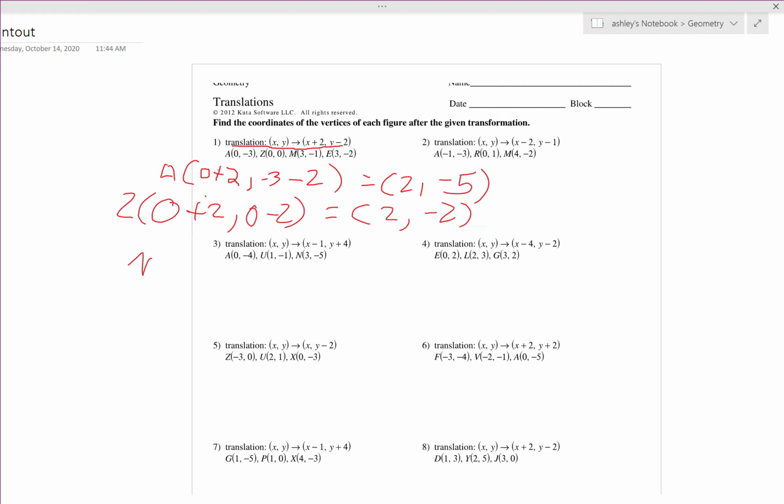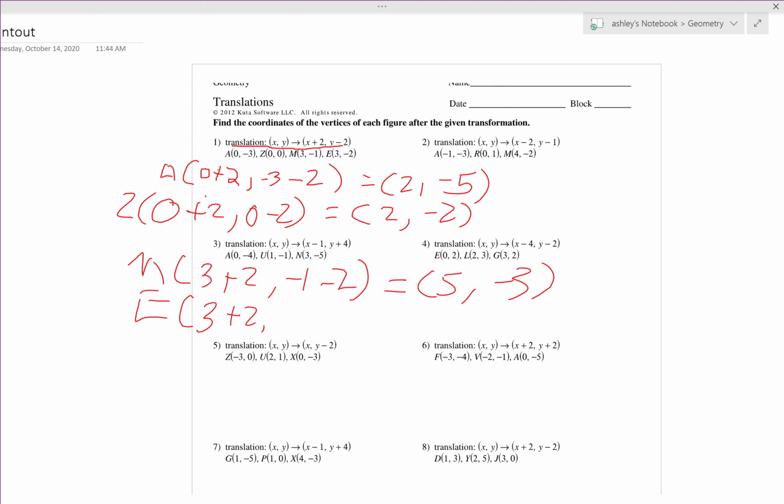And I can keep going, and I'm going to write into my next problem because I ran out of room. I take my x value, which is 3, add 2, comma, take my y value, which is -1, and subtract 2. And simplify that. 3 plus 2 is 5, and -1 minus 2 is -3. So you're adding and subtracting. And then if I do my last problem here, my E, 3 plus 2 again. So sometimes you'll get some duplicates. And -2 minus 2 equals -4, so 5, comma, -4.